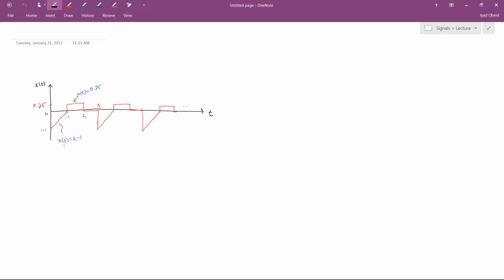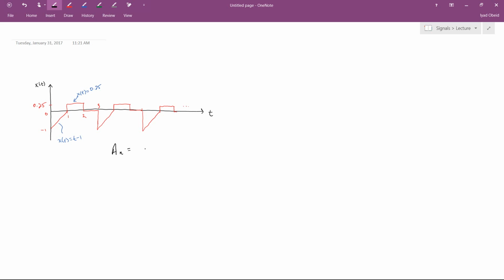Between t equals 0 and 1, we have x of t equals t minus 1. Between t equals 1 and 2, we have x of t equals the constant a quarter, and between t equals 2 and t equals 3, we have x of t equals 0. So let's go ahead and attempt to solve for a of n for this periodic signal.